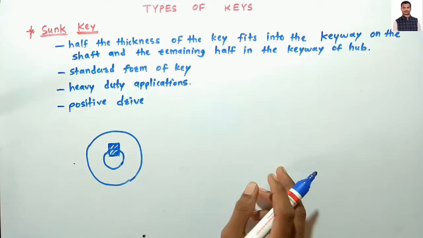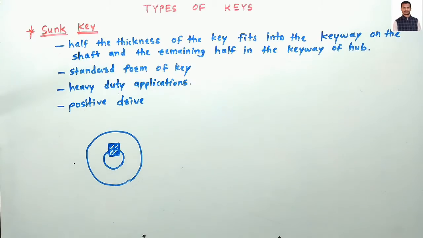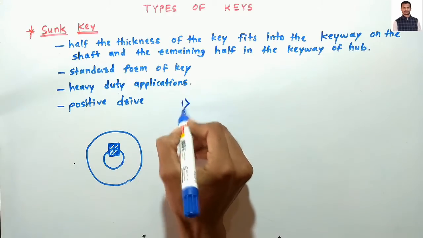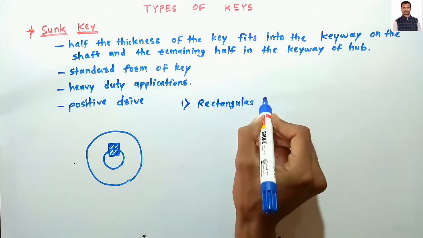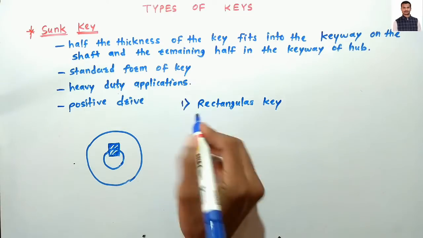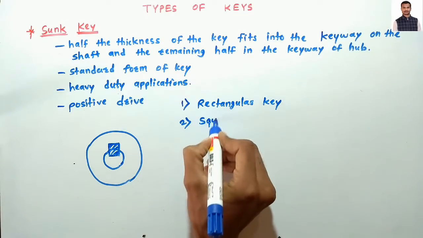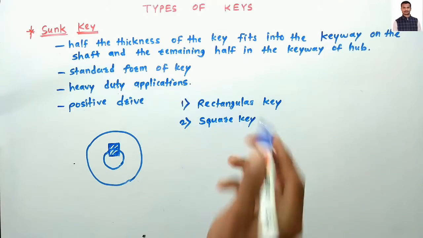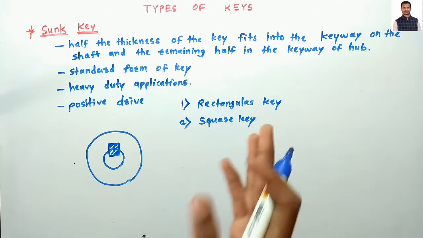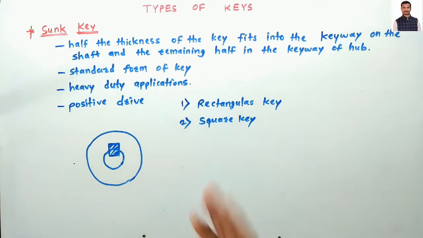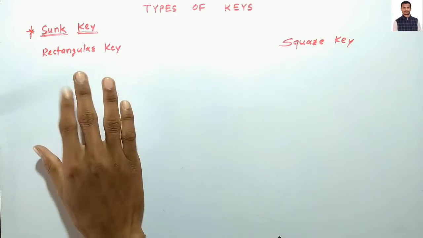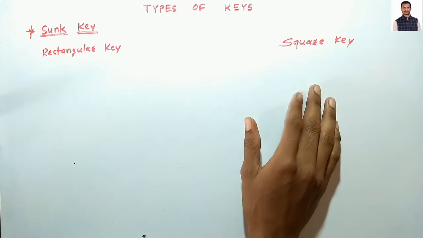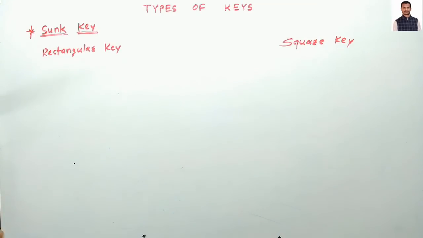So there are many types of sunk keys. One is a rectangular key and another one is a square key. This classification is according to the cross section of the key. Let us see each type of sunk key one by one. So there are two types of sunk keys: one is a rectangular key and the second one is a square key. Let us see how a rectangular key looks.